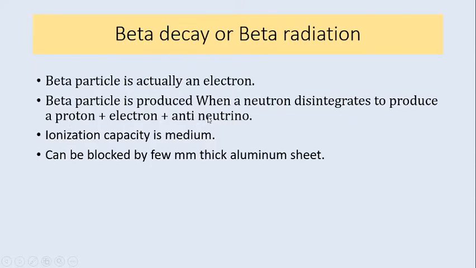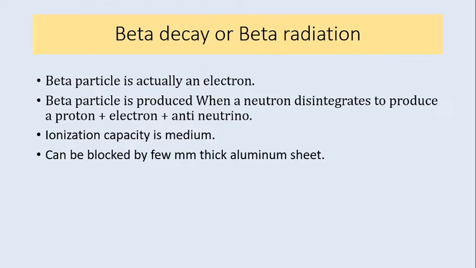We will not go into the technical details of it, but simply we say that beta radiation or beta decay happens when a neutron converts into a proton, producing an electron and also an antineutrino. So from this process we find electrons coming out from the nucleus. And when a large number of nuclei undergo this change, we can think of electron beams coming out from the nucleus.